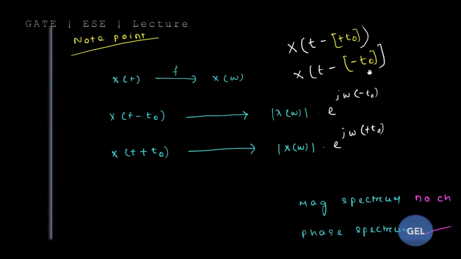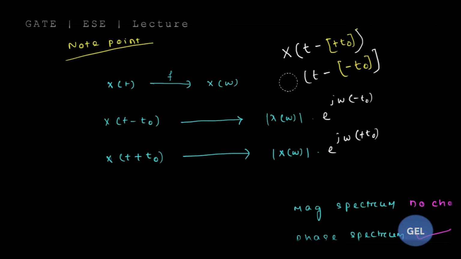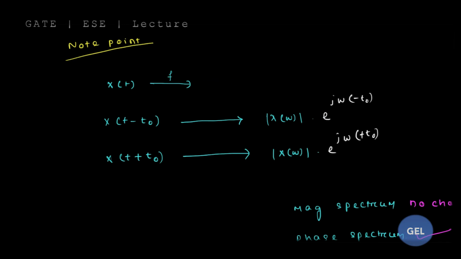Shifting in the time domain does not affect the magnitude spectrum of the Fourier transform. It only affects the phase spectrum by omega t naught or minus omega t naught. Clear this concept? This is a very important and very simple concept, and please have clarity on this. Please do remember it in the way I represent it to you. This is x of omega. Let me write it down properly.